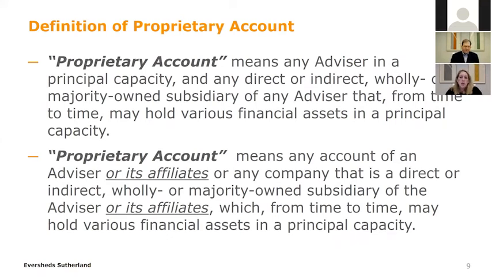Now, proprietary account is typically defined as the advisor and any wholly or majority owned subsidiary of the advisor participating directly in the transaction. And this year we saw a few orders granted where proprietary account was defined as the advisor or its affiliates, or any majority or wholly owned sub of the advisor or its affiliates. So it's a small change, but it broadens the definition a little and can include employees of the advisor or control persons of the advisors. So again, a small change, but might be worth making to your application if you're in the middle of filing.